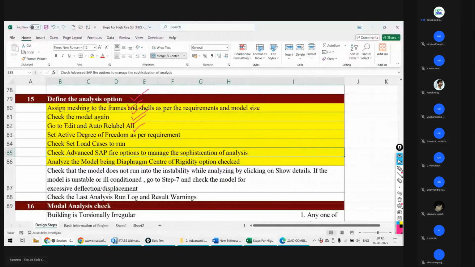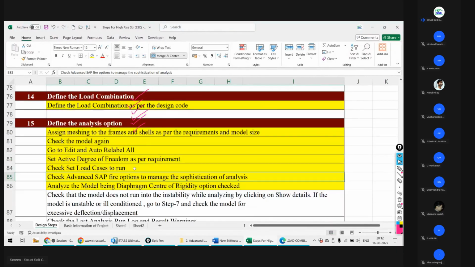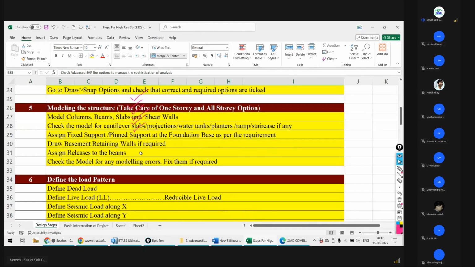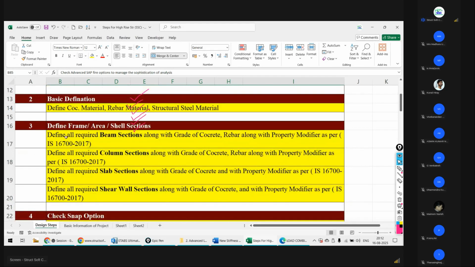Yes, but guys, before going for the analysis, one part is remaining that is very much important, that is the concept of property modifier or stiffness modification. When you define the section property, define frame, area or shell section, define all the required beam, column, slab and shear wall. There was one important point, that is defining the property modification as per IS 16700 2017.